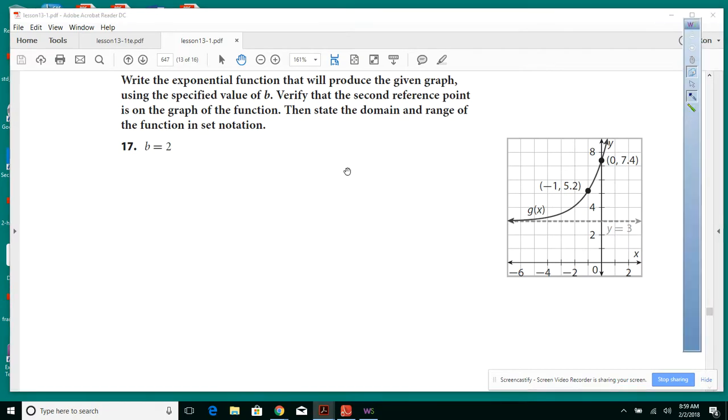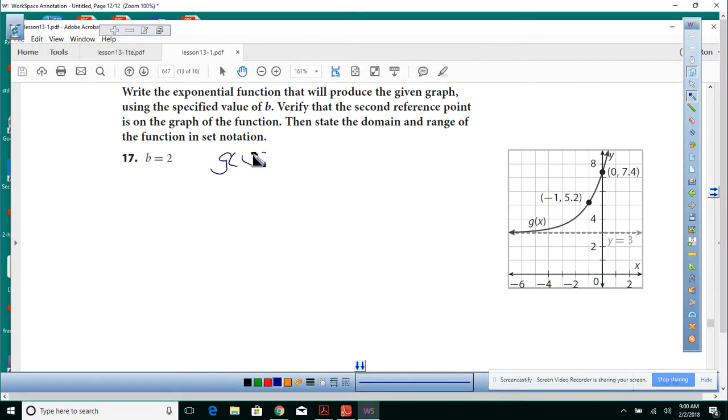So b is 2. So we've got g of x equals a times 2 to the x minus h, plus k. All right, so we need to find some stuff. How do we go about finding it? Well, it gives you k here, y equals 3, so we got the 3. Yeah, that makes it easier. All right, now how do we find the h?